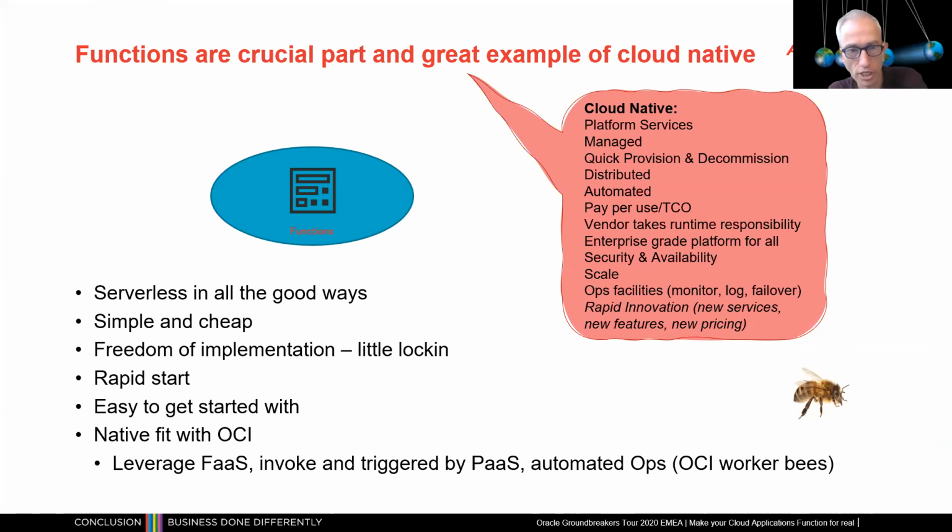It's simple and cheap. It gives you a lot of freedom of implementation. There's a little bit of lock-in, but you can basically use any programming language. Any Docker container can be turned into a function. It's very easy to get started with, very easy to get rapidly started with it. And there's a great native fit with OCI. So if you're on OCI already, there are many things on OCI that you can improve, make easier, make smarter, make faster, make cheaper probably by using functions.